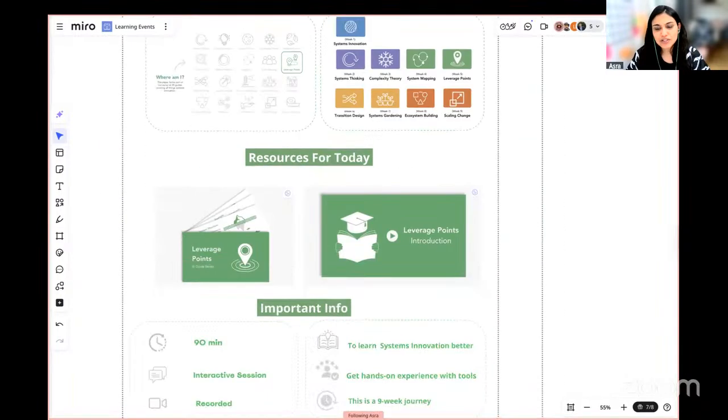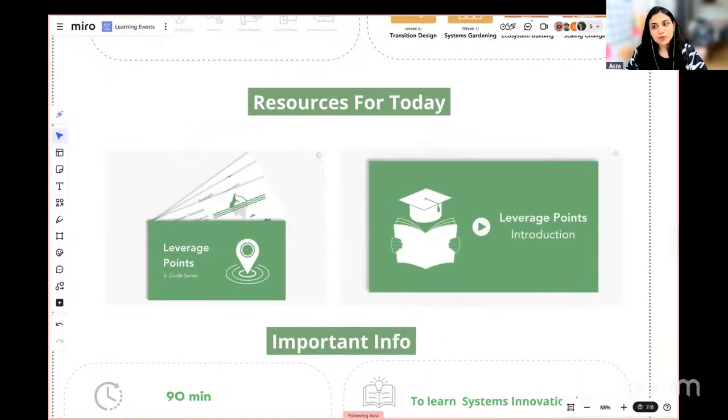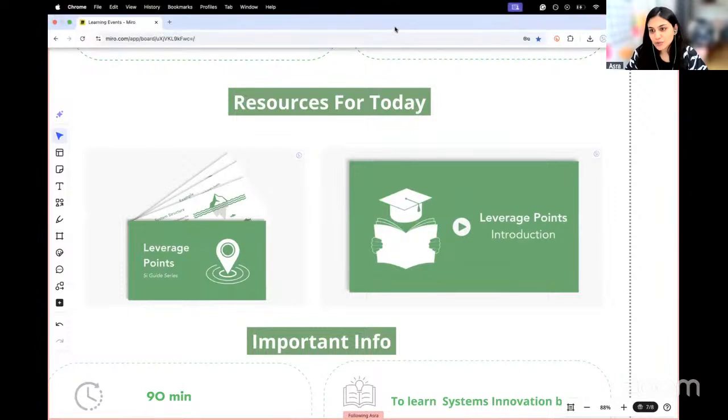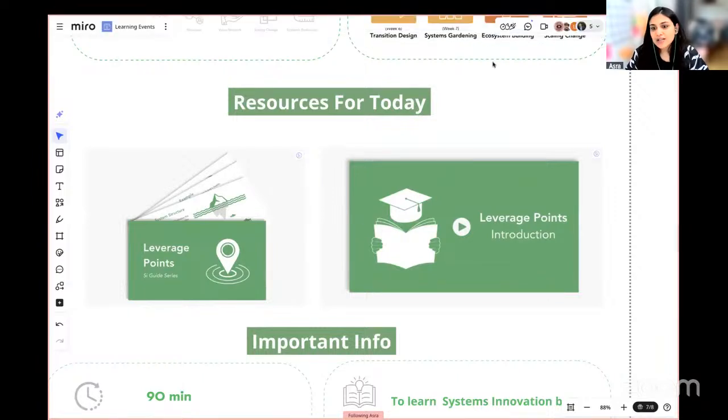So for resources today, we are using the leverage points guide that we just saw. And also here is a course that you can use to learn a little more about the leverage points. And you can also ask us any questions that you have in between the events.